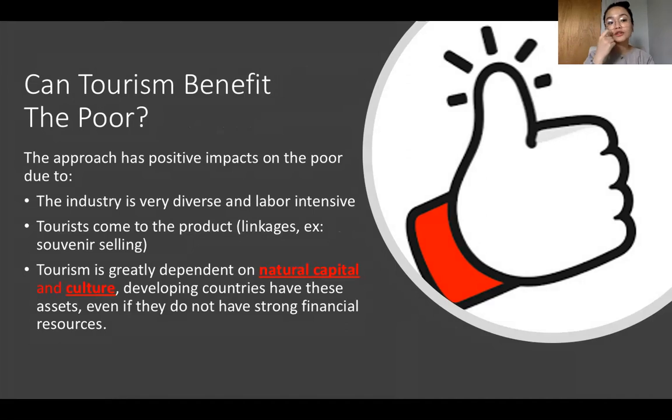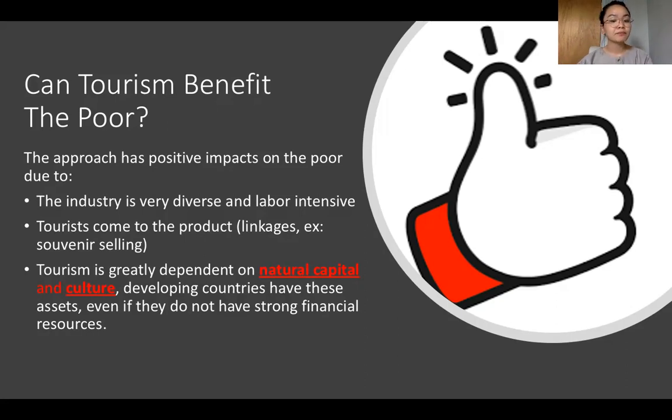So I have a question. Can tourism benefit the poor? The answer is yes. Because the industry is very diverse and labor intensive, it opens more opportunities for unskilled laborers. Tourists, for example, are not only going to visit attractions, they will buy souvenirs and dine in restaurants, which are parts of the operation selling. So it could boost the revenue as a whole.